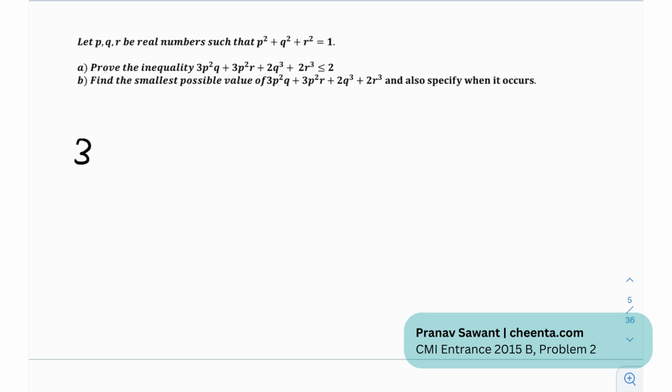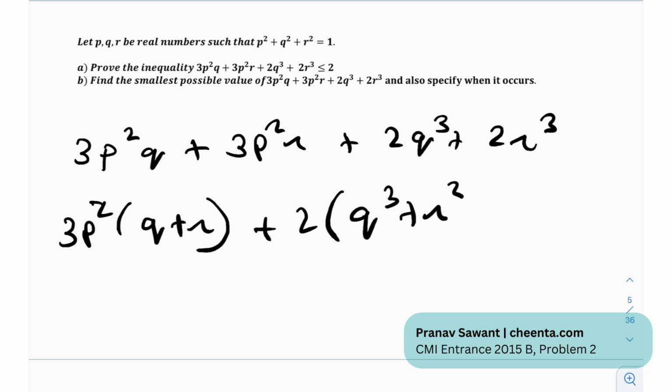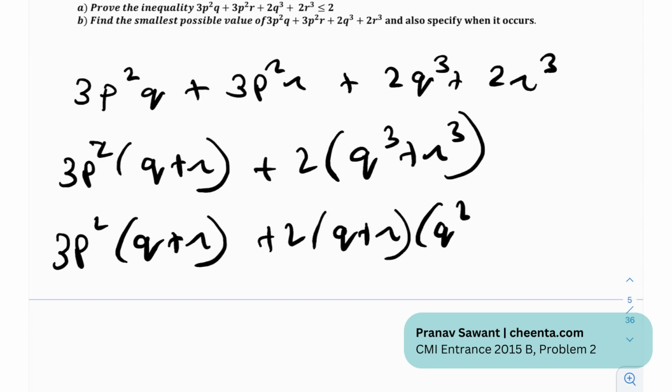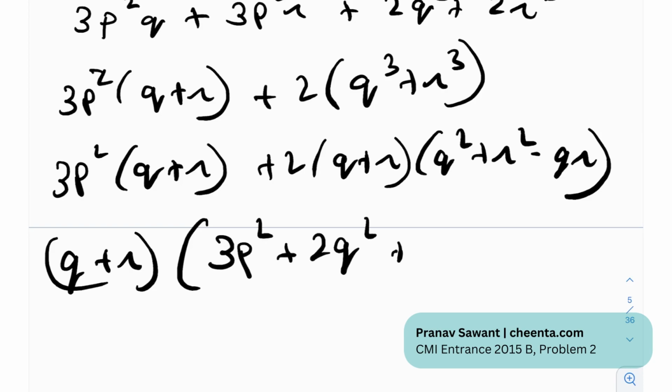So this is the given quantity to us: 3p square q plus 3p square r plus 2q cube plus 2r cube. Now if I try and factorize this, I'll get 3p square times (q plus r), and over here I'll get 2 times (q cube plus r cube), which is nothing but the simple factorization of a cube plus b cube, which is (a plus b)(a square plus b square minus ab). Great. Now I can take q plus r common, so this leaves us with 3p square plus 2q square plus 2r square minus 2qr.